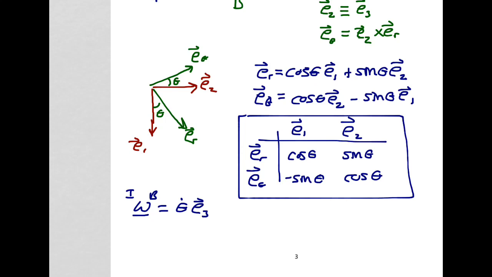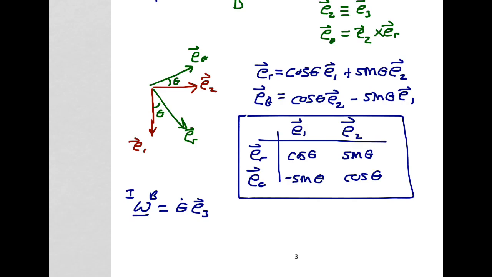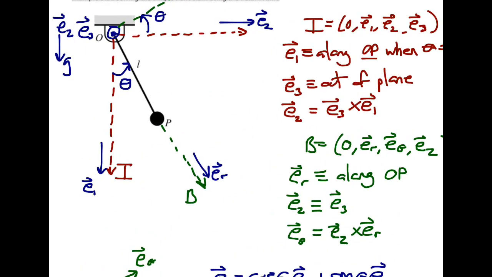Alright, so now we can move on to our kinematics. To define our kinematics, we need to define our point of interest. Where is the mass located? So for this, r_P with respect to O is equal to, let's go back to our drawing. Okay, the point P relative to O is just going to be L, and it's in the E sub r direction.